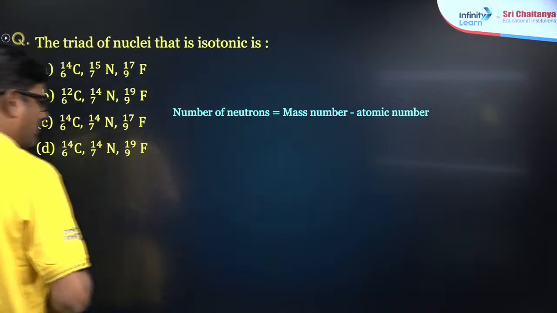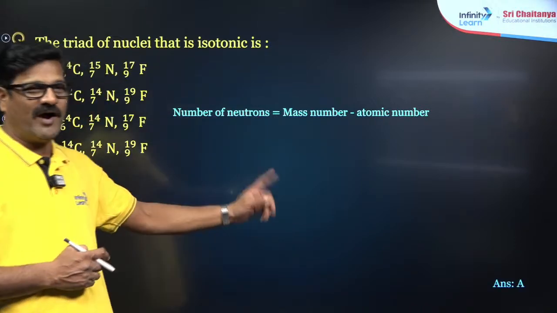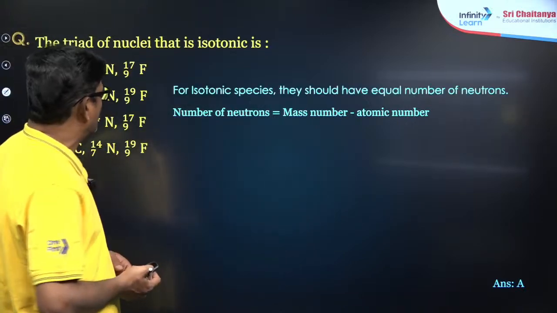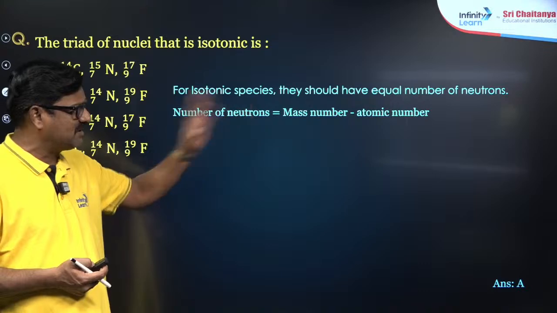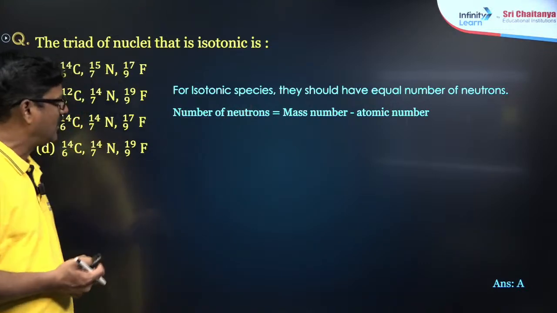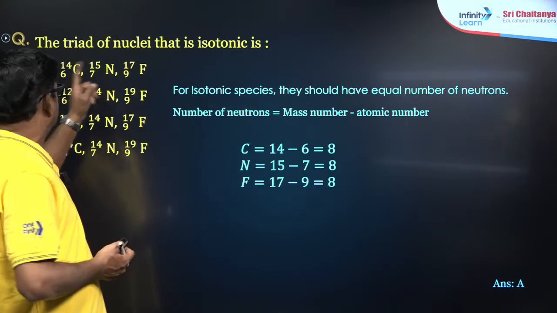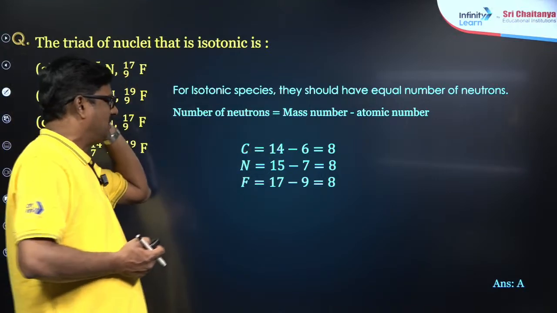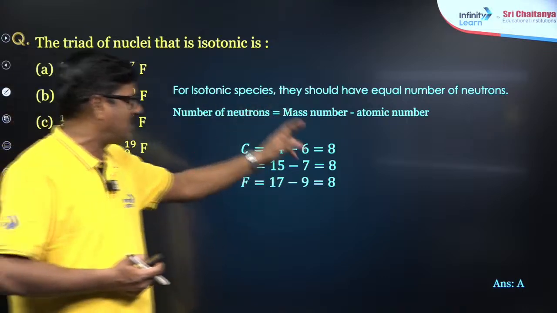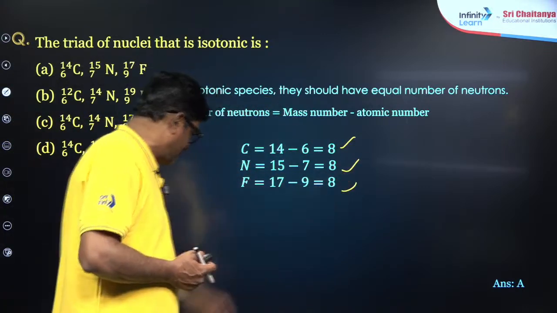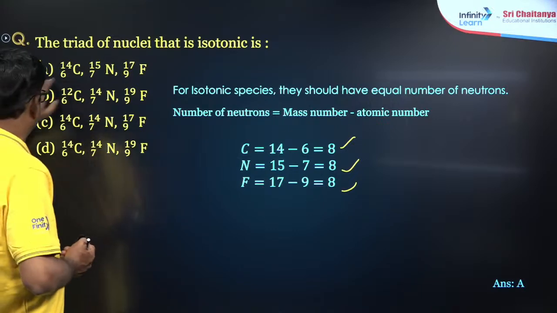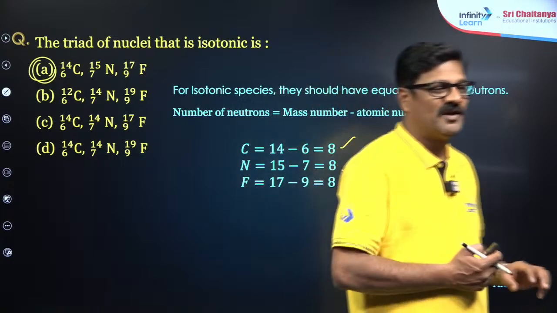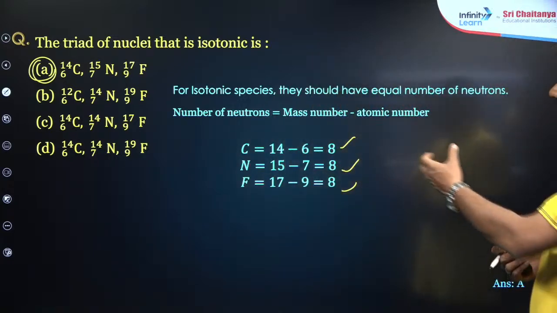You tried your level best, your answer is going to be A. Why should I deny your answer? Absolutely correct. Now let us see. For isotonic species they should have an equal number of neutrons. I have already told you. For carbon, nitrogen and fluorine: 14 minus 6, 15 minus 7 and 17 minus 9, all give 8 neutrons. So this is a set of isotones, right? Wonderful.